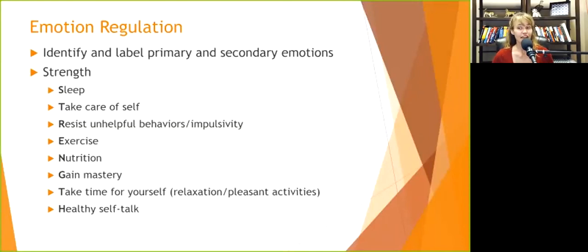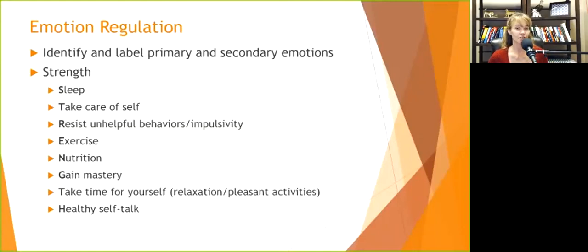Take time for yourself, for relaxation and pleasant activities every day. It's not just something that, oh, I'm feeling really burned out, so I need to take a mental health day. We need to encourage, both by modeling and by talking about it and encouraging it in the kids, that they take time out for themselves every day. They have 30 minutes. What did you do for yourself for relaxation?